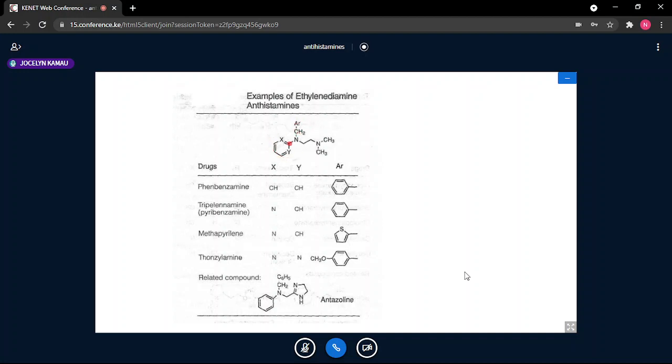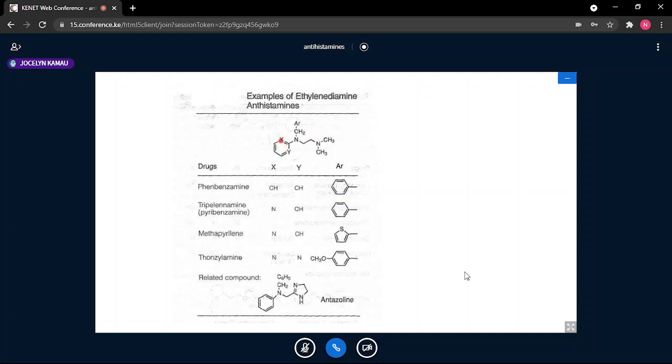Then the next ring, because remember we said there are two aromatic rings. The second ring is the one which can differ. X can be a carbon, Y can be a carbon. When X is a carbon and Y is a carbon, then you have phenbenzamine. And phenbenzamine is a prototype.